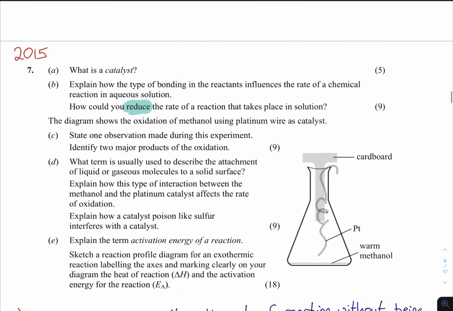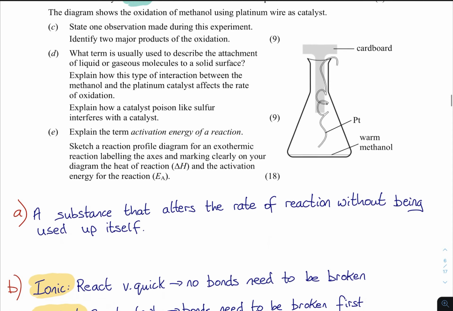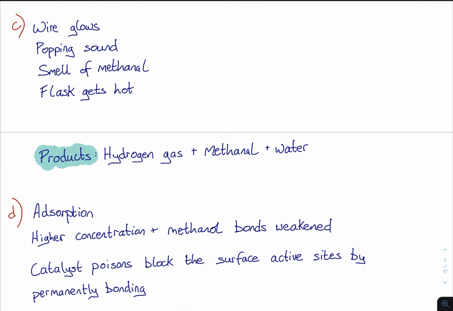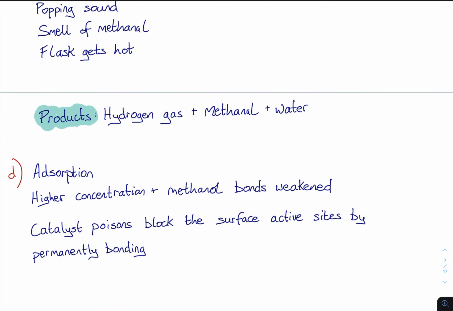Okay, the next one, the final one here of part D, everybody. Explain how a catalyst poison like sulfur interferes with the catalyst. So sulfur compounds and lead compounds, both of them are catalytic poisons. So how does it do it? Well, any catalyst poison, doesn't matter whether it's sulfur or lead, they all do the same thing. They form permanent bonds with the active site on the surface of the catalyst. So by doing so, they're blocking the surface. So the catalyst poisons block the surface active sites by permanently bonding, which is obviously a problem.